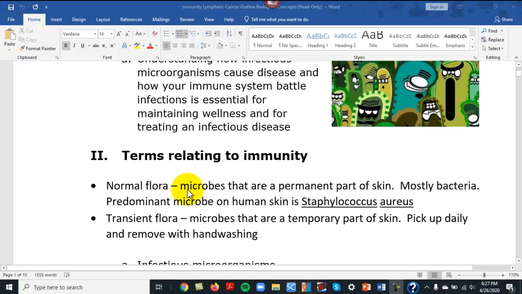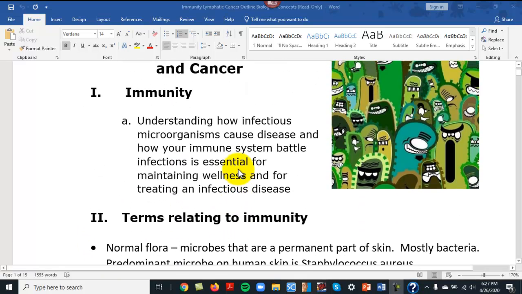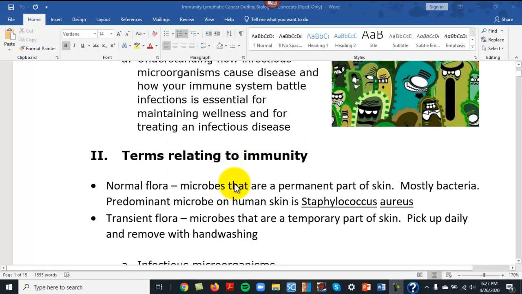So as a quick introduction, basically, immunity refers to the ability of an organism to defend itself against invasion from other organisms, specifically microorganisms. And these are some terms that are related to immunity.